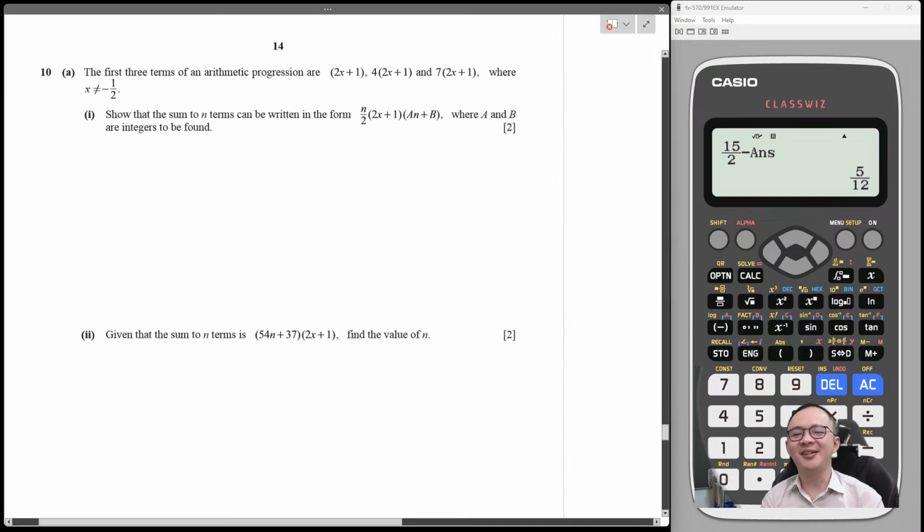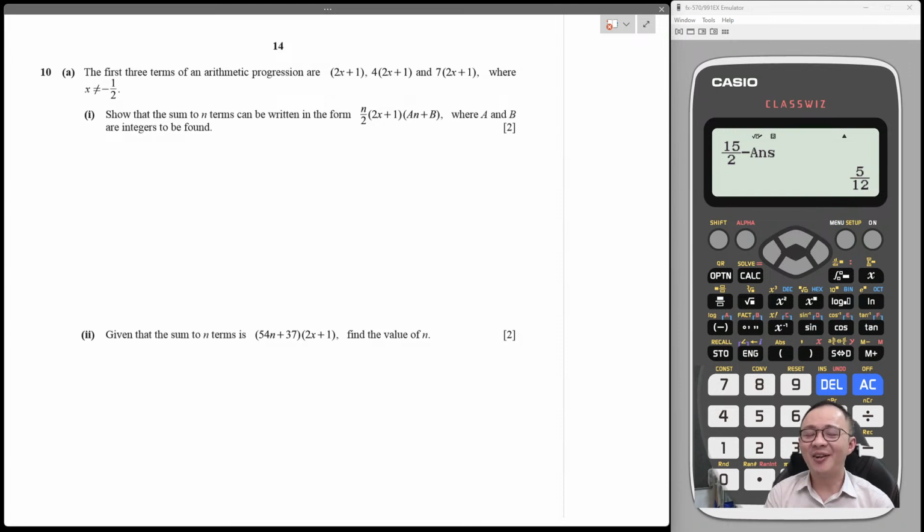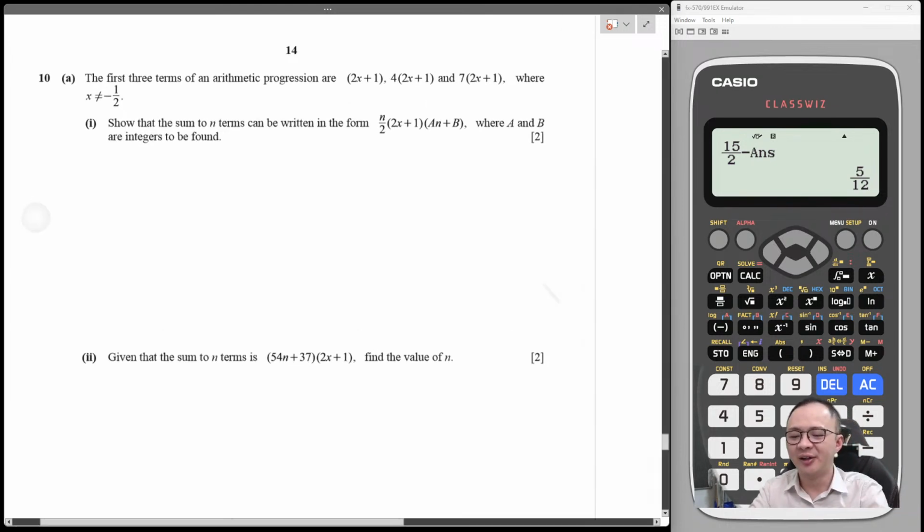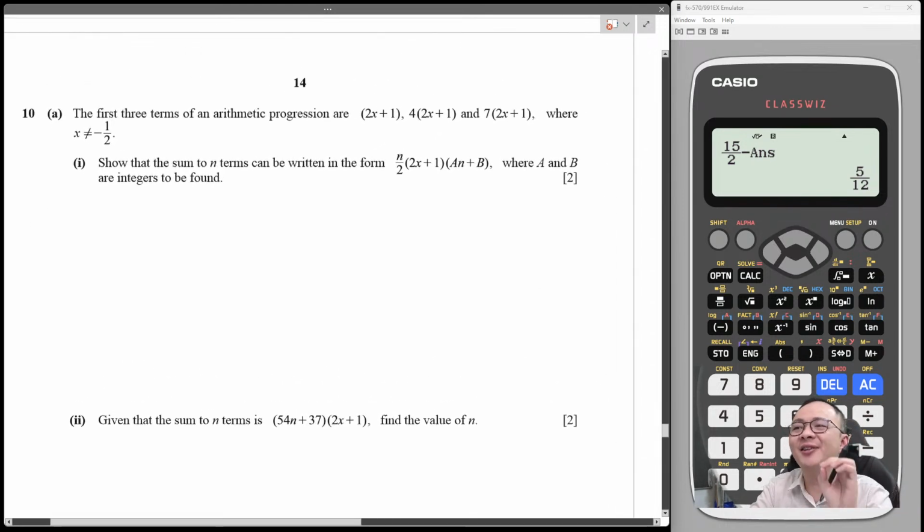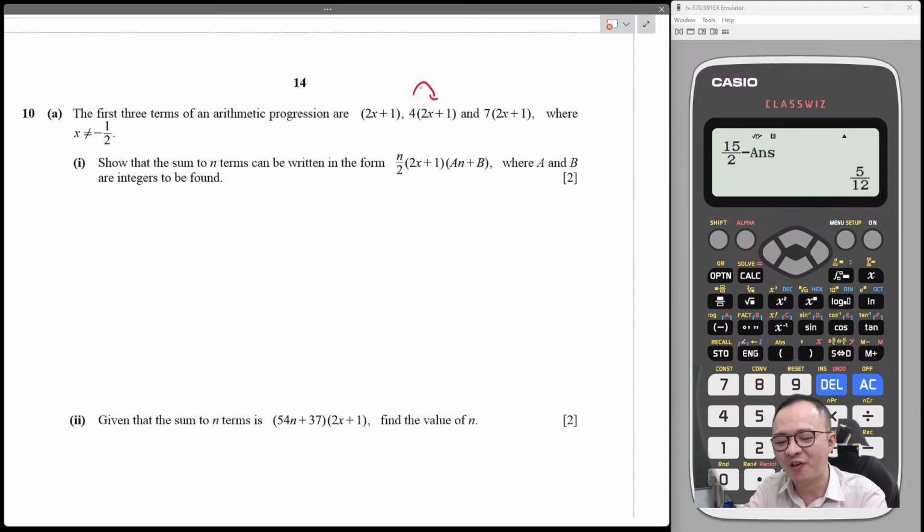Okay, I would say this number 10 is not very hard, but it is considered a challenging sequence question. Okay, first thing is you don't try to multiply the 4 into there. I mean, you don't try to expand the bracket. If you expand the bracket, this question is undoable. You cannot find the d here.